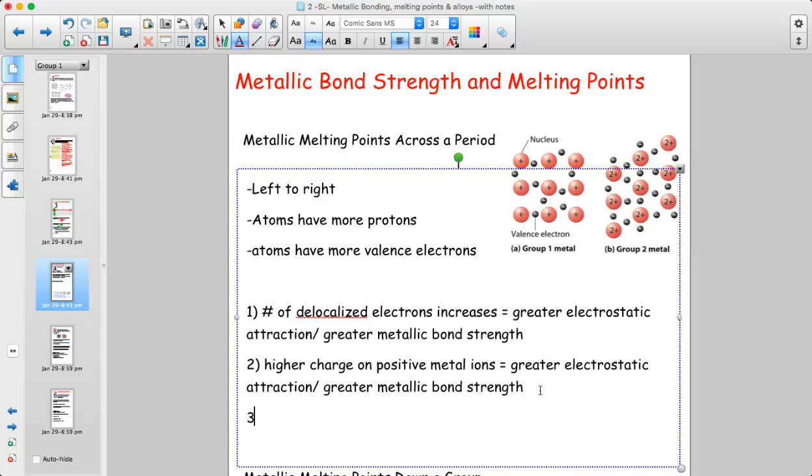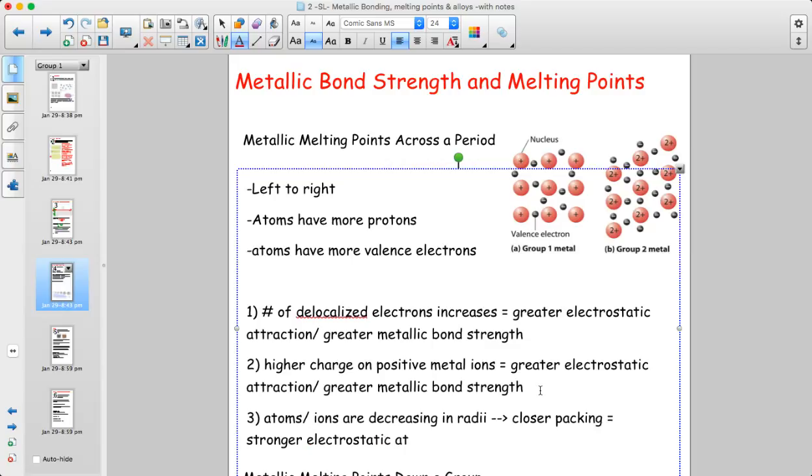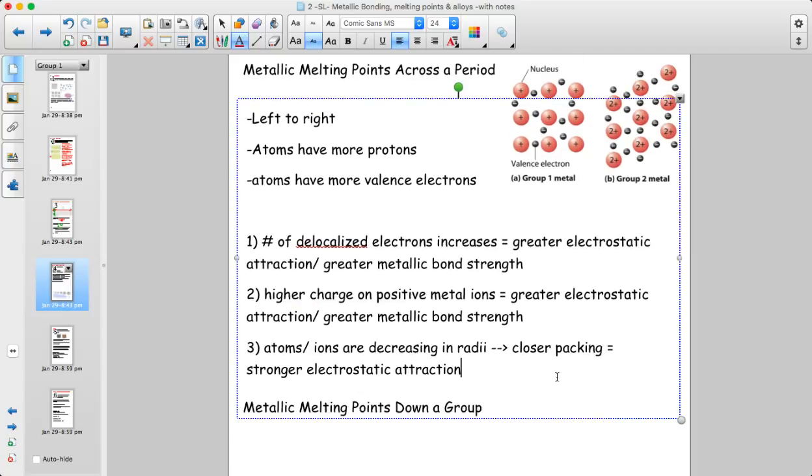You could probably even make a third case, which is that the atoms, or the ions, are decreasing in size, in radius, as you go left to right. They can therefore get closer together, and the closer they get, the stronger the attraction. It's probably not the primary reason that I would give. I think these top two reasons are better. But these are the general rules. These increase metallic bond strength, and therefore they increase melting point.